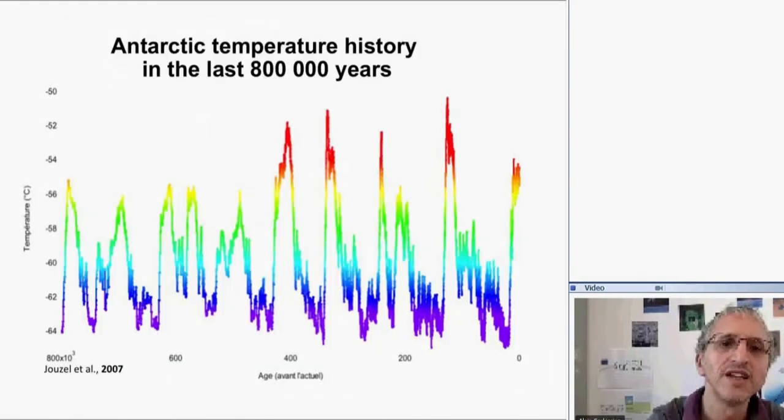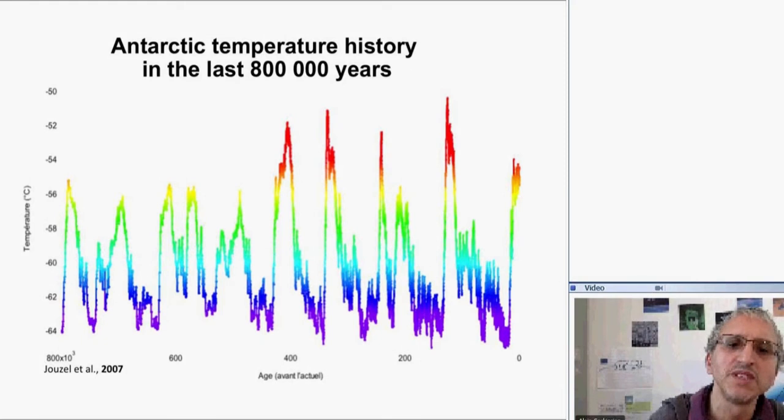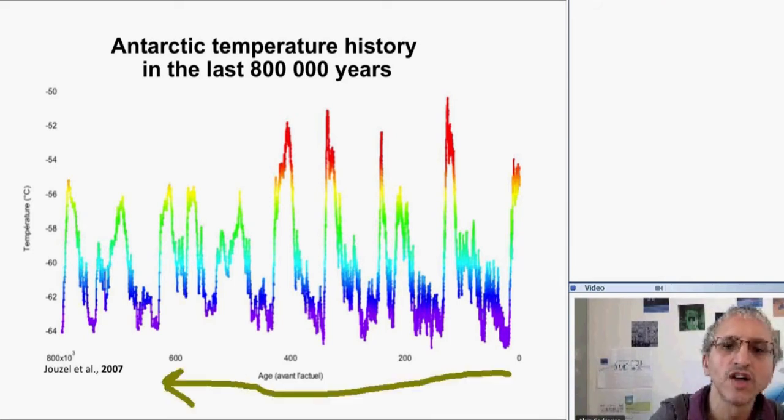And if you do that, let's consider the ice. This is the Antarctic temperature history in the last 800,000 years. This temperature varies over about 15 degrees. And the horizontal axis is time, so here you are going back in time: 200,000 years, 400,000, 600,000 years, and 800,000 years.